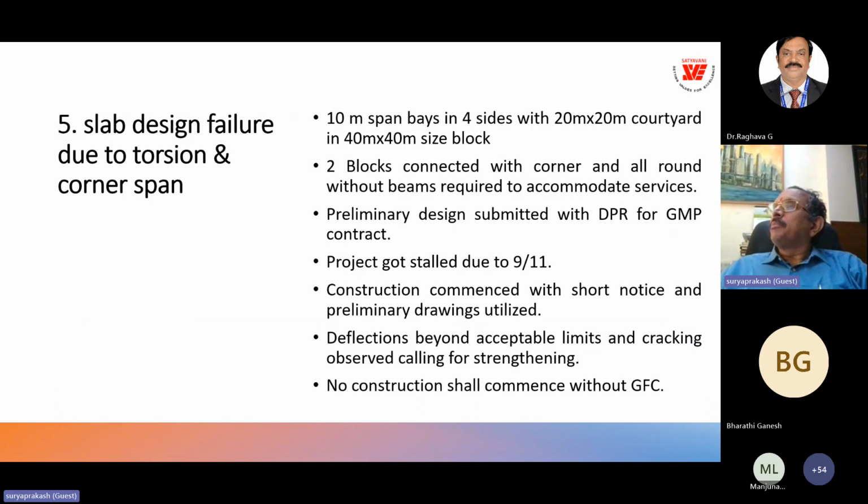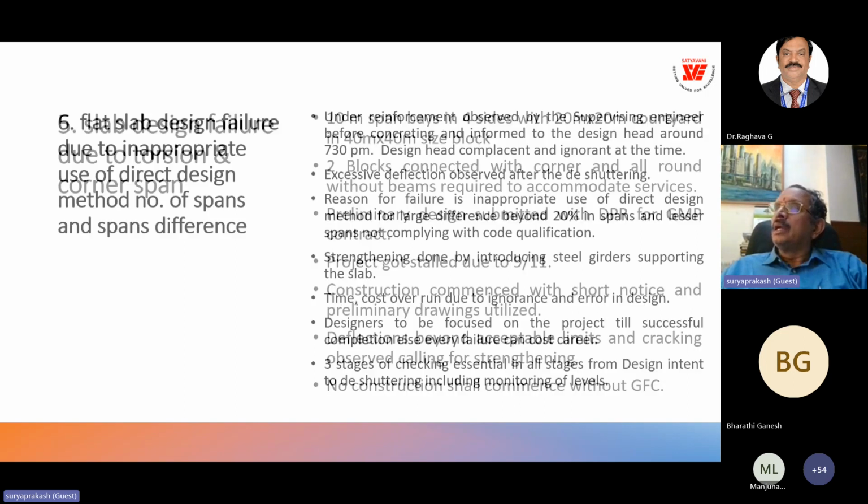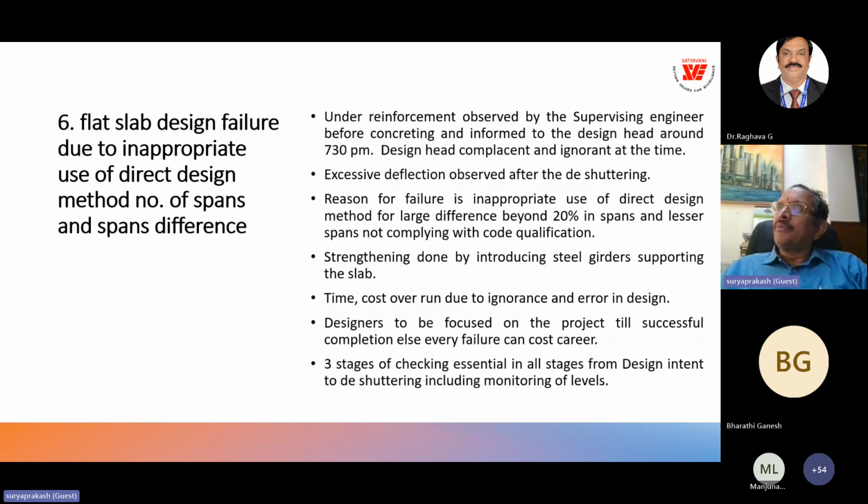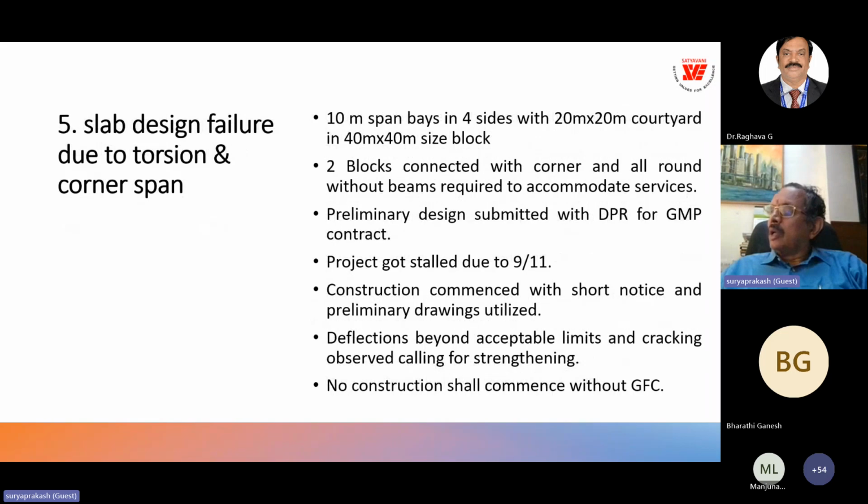So there was a 10-meter span on 4 sides with a 20-meter by 20-meter courtyard. We had the problem of corner slab cracking, and we had to restore that slab using shotcreting and gunniting with structural steel also.